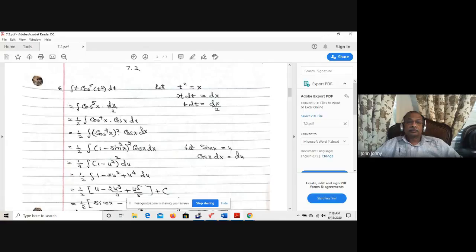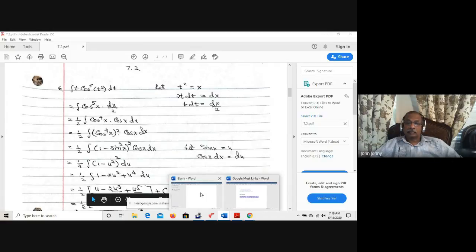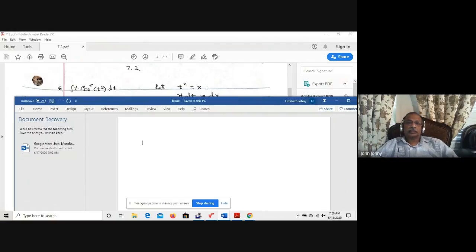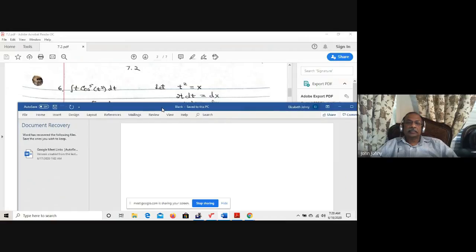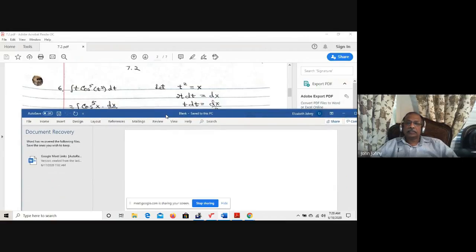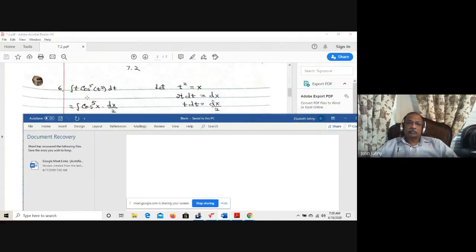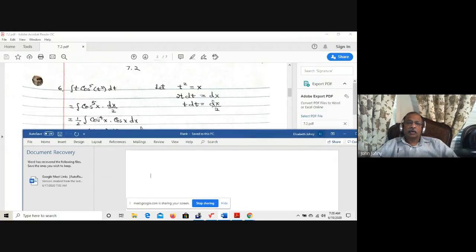t times cos to the power of 5 t square dt, and you need a substitution here. Let t square is equal to x. So 2t dt is equal to dx. That means t dt is equal to dx over 2. So it becomes cos to the power of 5 x, t square is x, then t dt is dx over 2. And now pull out that 1/2, and then just like the previous case, you split it.